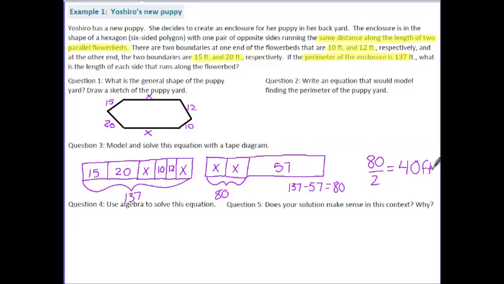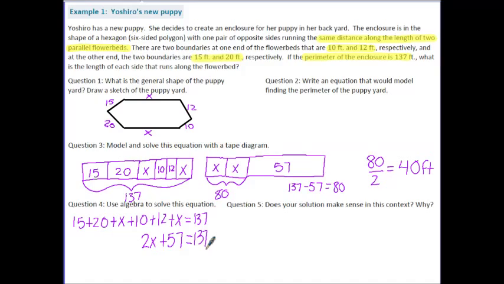Question 4 says use algebra to solve this equation. So the first thing we had here was 15 plus 20 plus x plus 10 plus 12 plus x is equal to a value of 137. The next thing that we did was we combined our like terms. So we grouped our x's together and all of our constants together. So when I group the x's together, x plus x will give us 2x. And when I add up all the constants, we get a total of 57.